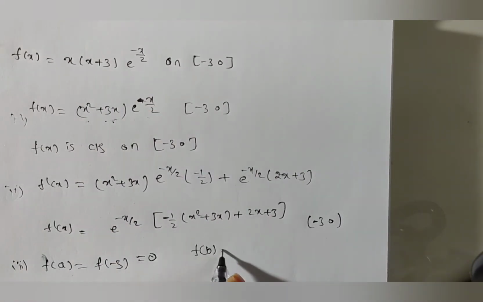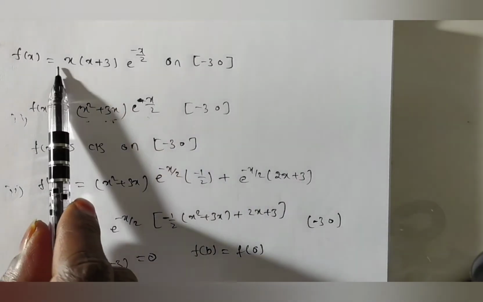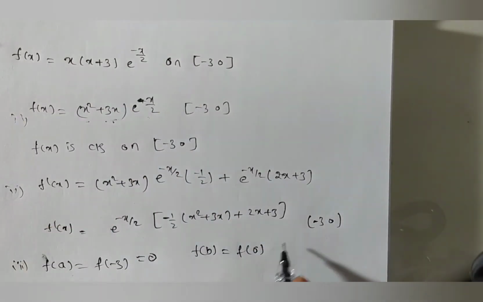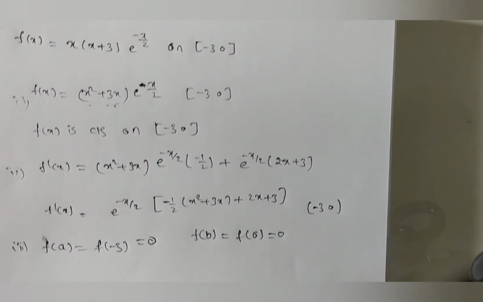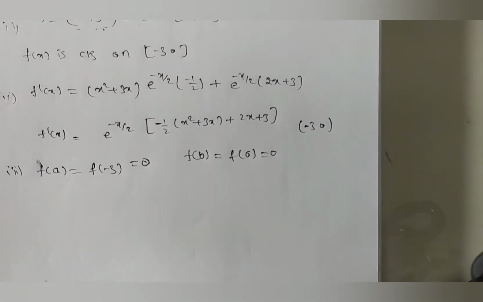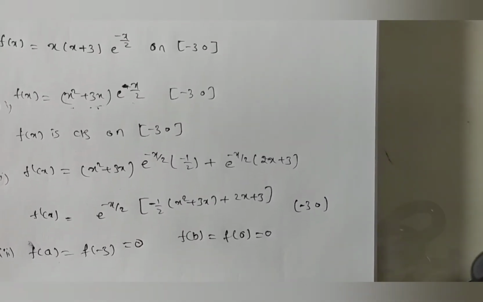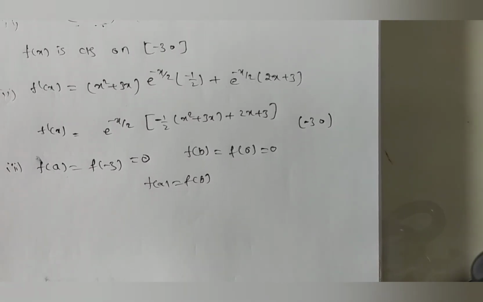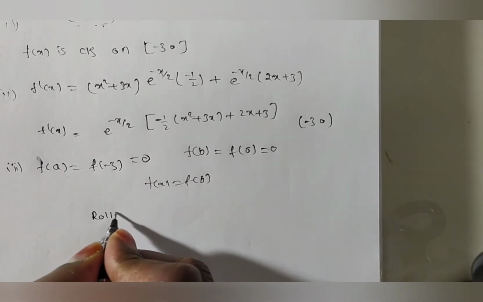Next f of b. f of b is nothing but f of 0. If you put x is equal to 0, 0 into this non-zero term will become what? 0. So f of b is also 0. So from this what can you say? f of a is equal to f of b. So from this what can you say, Rolle's theorem is applicable or not? Yes, Rolle's theorem is applicable.